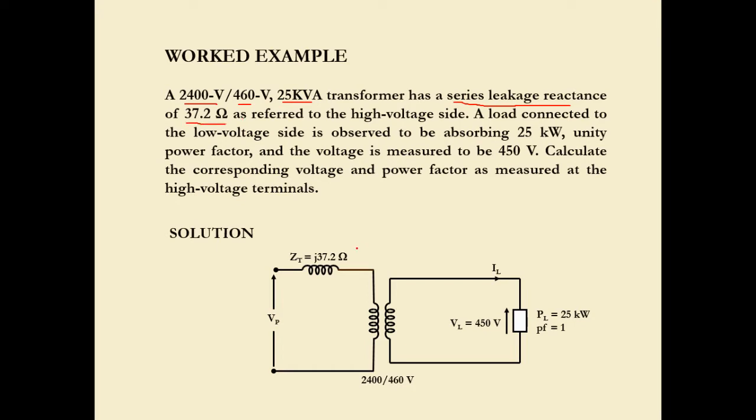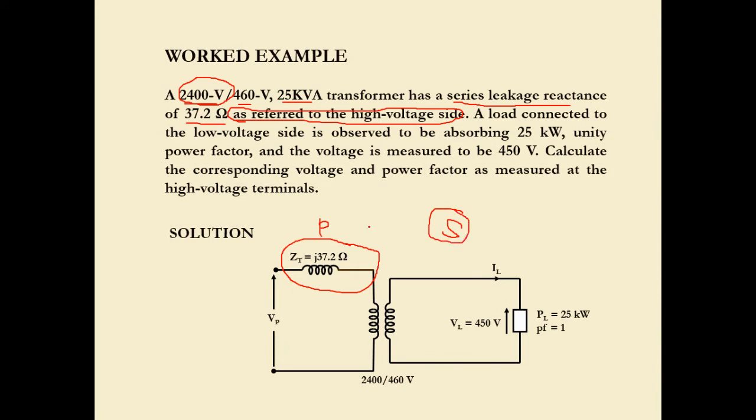So you see here the location of the ZT, the series leakage reactance, as referred to the high voltage side. So it is clearly mentioned over here that the transformer series leakage reactance is being referred to the high voltage side. High voltage side means at the primary side of the transformer. Okay, so it's supposed to be at this zone. So P primary and S secondary. So a load connected to the low voltage side, of course, this one.